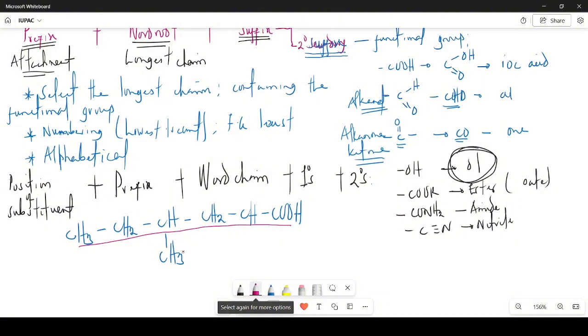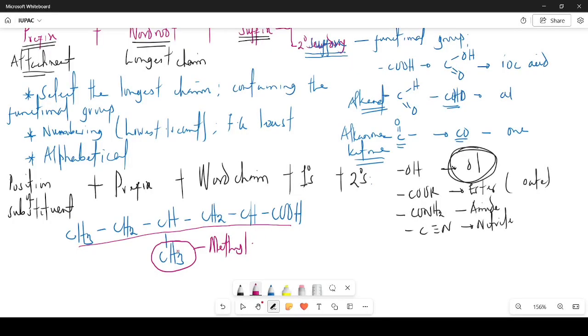And anything that's not part of the longest chain, what are you going to call it? Yes, attachment. So here is an attachment. Why? It is not part of the longest chain. And this attachment is going to be called what? Your prefix. This prefix, what is the name? It has one carbon, so you call it methyl.